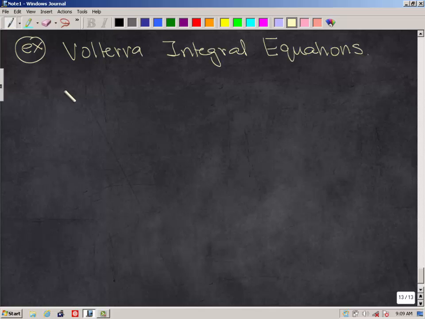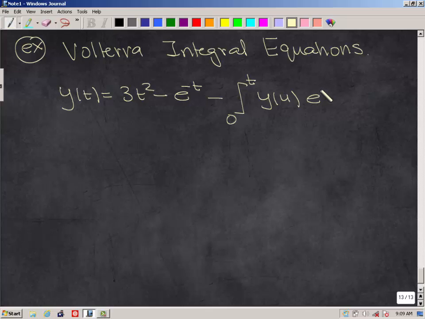So let's say I give you this example: y of t is equal to 3t squared minus e to the negative t minus the integral from 0 to t of y of u times e to the (t minus u) du. I'm purposely using u here since I already have a y here, so there's no confusion. Do you guys follow? This is called a Volterra integral equation because it's an equation that involves an integral. Okay, so how do we solve this? Well, we'll just do Laplace transforms. We want to solve for y. Okay, so let's do that.